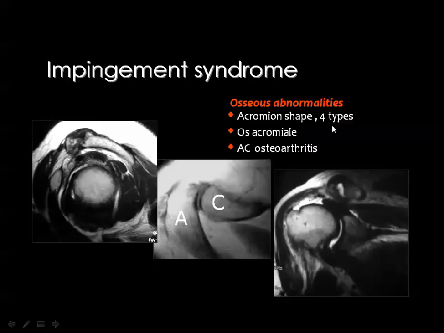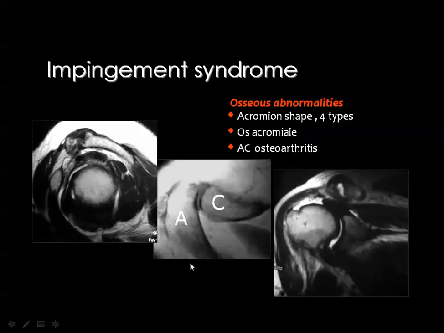You remember type 3 and type 4 are one of the causes of compromise of the subacromion tunnel. Also, the presence of os acromiale and the osteoarthritic changes of the acromioclavicular joint. The acromioclavicular joint is seen in the coronal images, and you can see here. You remember this acromioclavicular joint is the anatomic landmark for the supraspinatus tendon. Also, it is seen in the sagittal images, and you can identify the supraspinatus muscle underneath the joint.